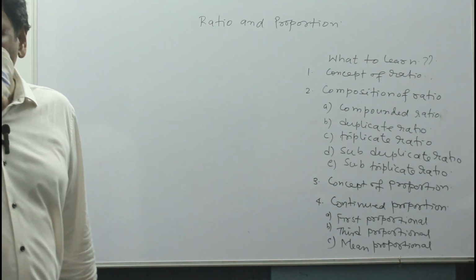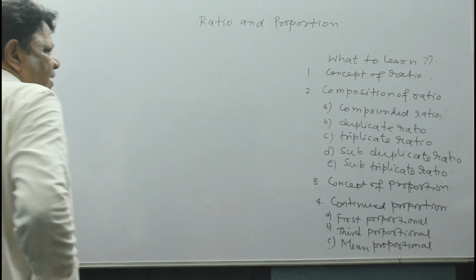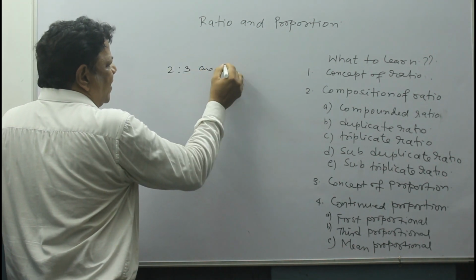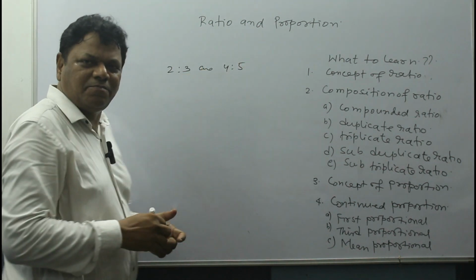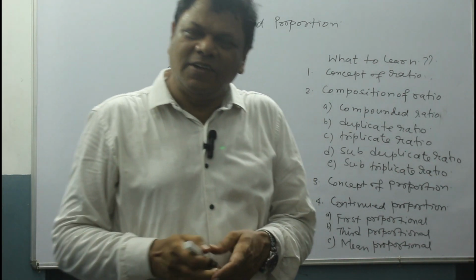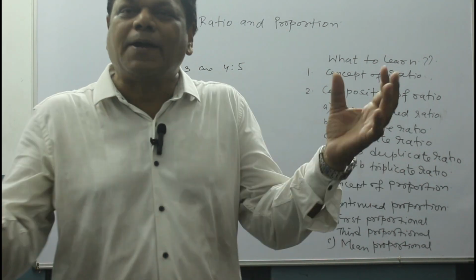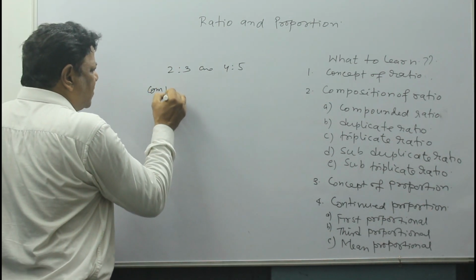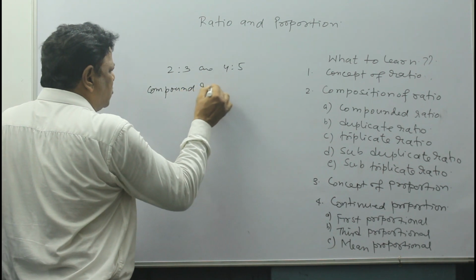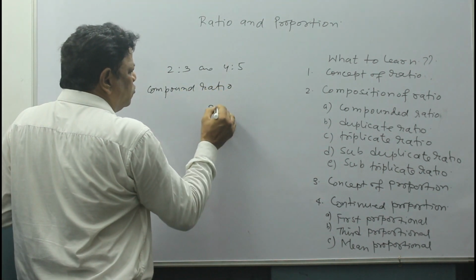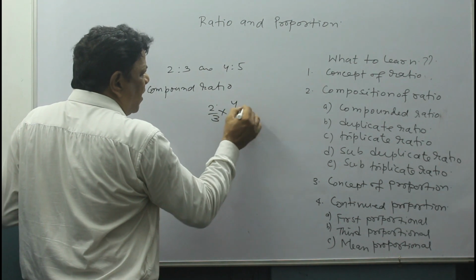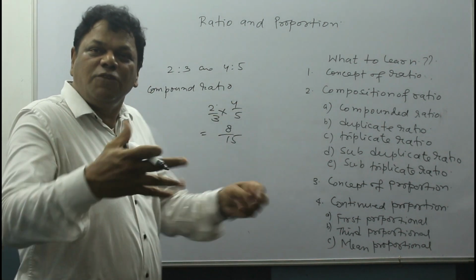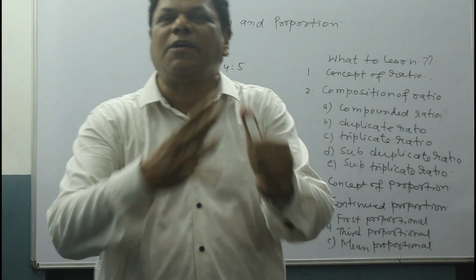If two ratios are given, let one ratio be 2 is to 3 and another ratio be 4 is to 5. Two ratios are given, children. You are asked to find the compound ratio. So what do you do? You have to take 2 by 3 and multiply by 4 by 5. What is coming? 8 by 15. If 3 or 4 ratios are given, you have to multiply all.